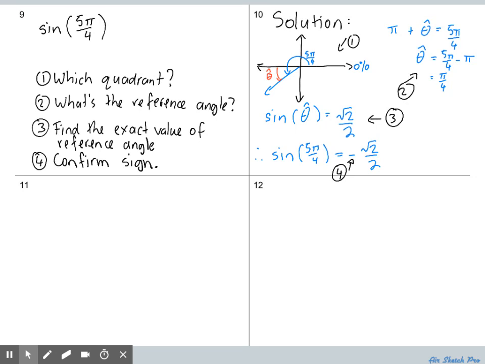Can you try this problem? You've got the steps up there. So, tan of 7 pi over 6. And see how you go. You've got your 4 steps there.